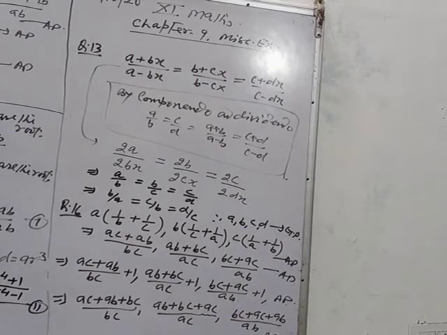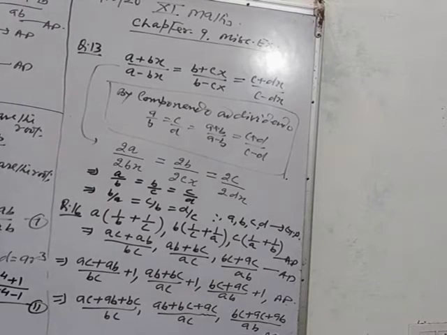Hello math students, today we will see some more problems from the miscellaneous exercise of chapter 9. See question number 13: (a + bx)/(a − bx) = (b + cx)/(b − cx) = (c + dx)/(c − dx). So three quantities are in equality: the first part is equal to the second part is equal to the third part, written in numerator-denominator form.